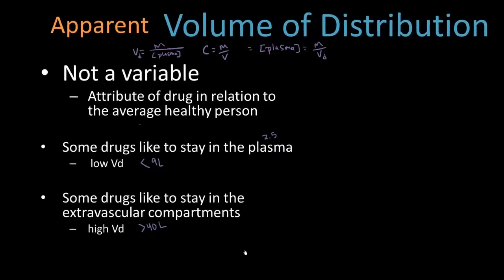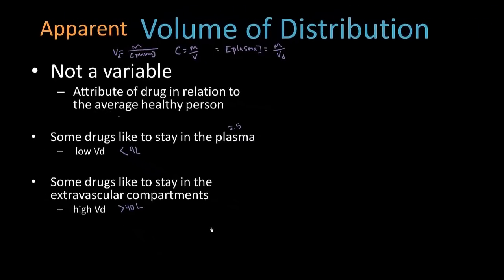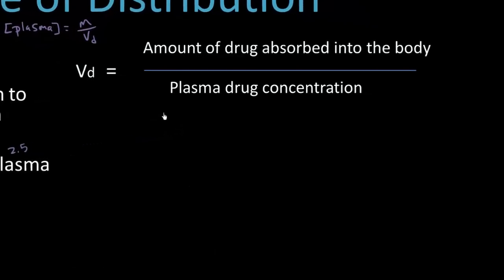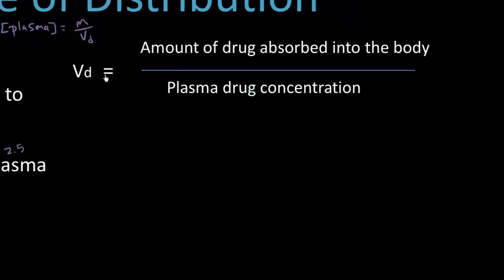So how do we use volume of distribution clinically? Clinically, it helps us figure out how much total drug you need to give in order to reach a desired plasma concentration. Let's work that out really quick. Here is this equation that a lot of books use. The volume of distribution is equal to the amount of drug absorbed in the body divided by the plasma drug concentration.